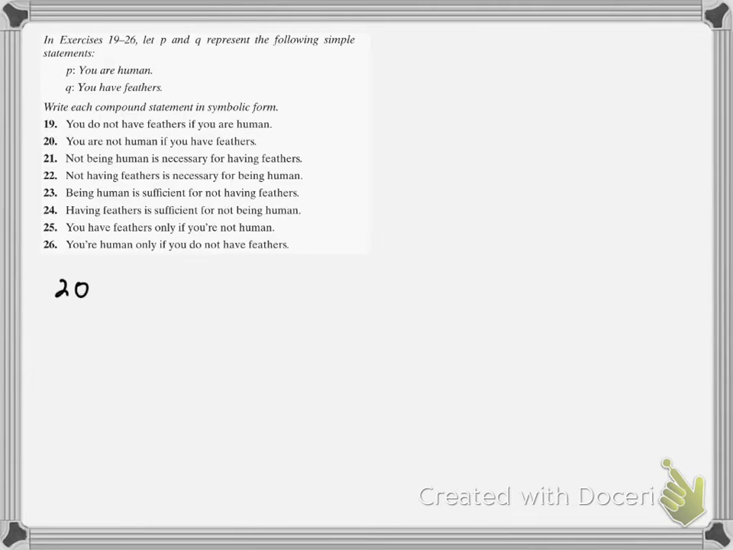So let's look at number 20 first, okay? So P is the statement, you are human. Q is the statement, you have feathers. So it says, you are not human if you have feathers. So another way to write that is if you have feathers.